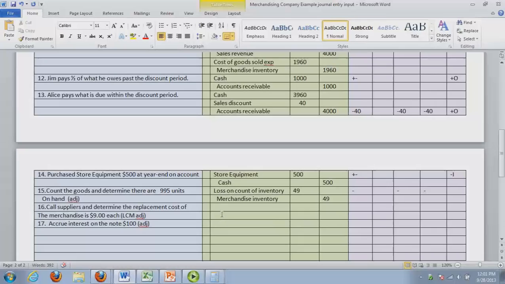Okay, so when you think about the next time you see the store closing, can you imagine counting all that stuff? And then this is the consequence. We're doing basically an adjusting entry for the books.